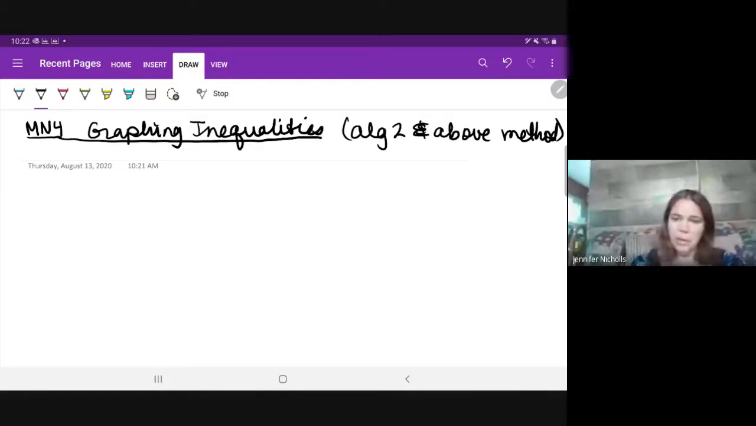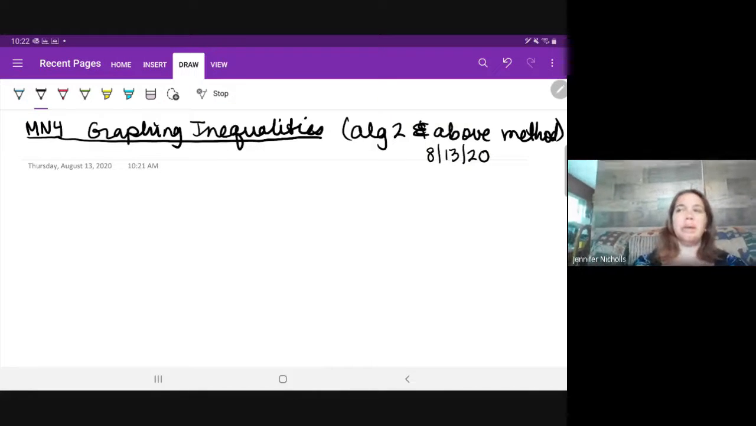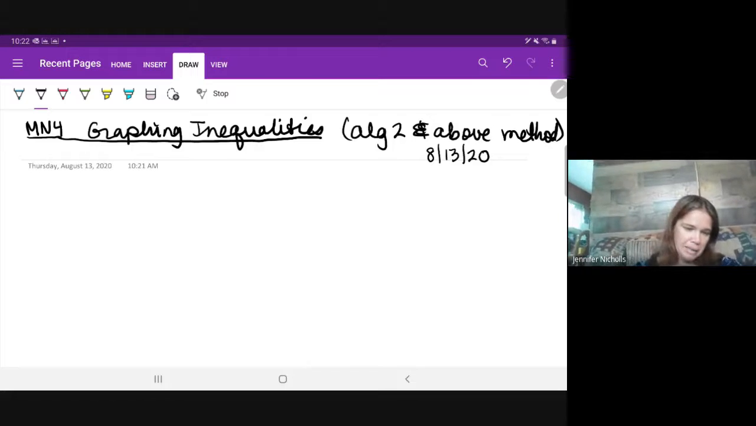Okay, and if you're not in a notebook, you should write the date. You should get in the habit of that for college too, or you're going to have a bunch of notes in college and not know where to find anything.